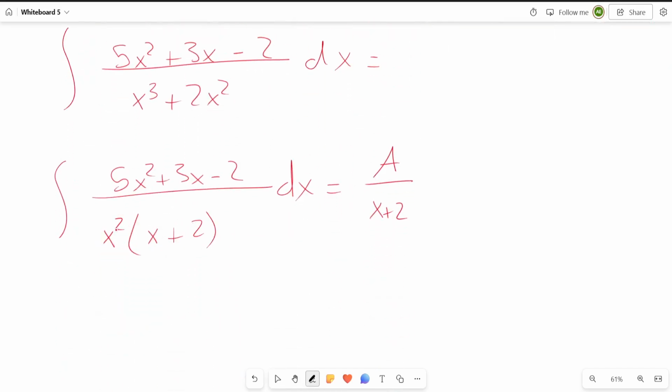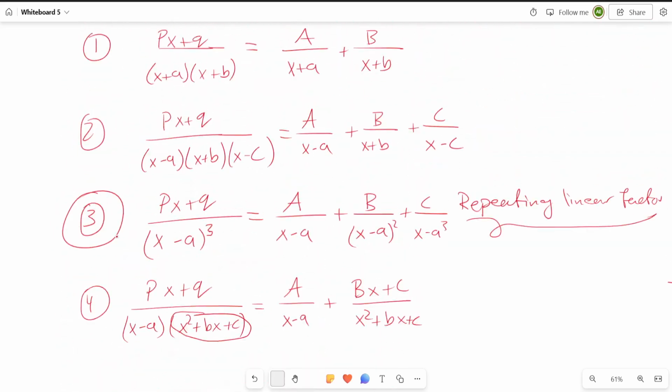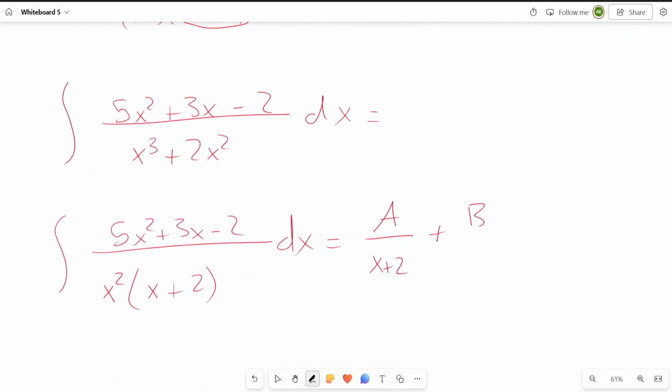This x squared is still factorizable. It could be written as x times x. So this is considered as a repeating linear factor, so we consider it as case number 3. So what we do is this is going to be plus b over x plus c over x squared. And this is how to do your constants. Okay, and now all we have to do is to find them.